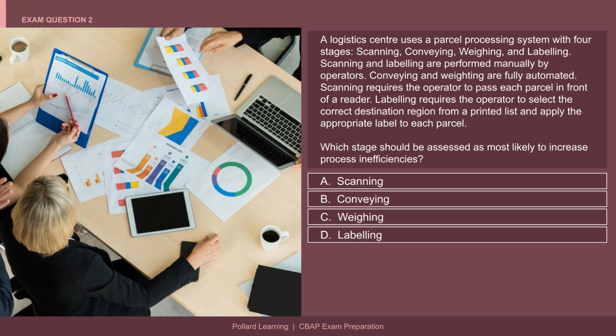Question 2. A logistics center uses a parcel processing system with 4 stages: scanning, conveying, weighing, and labeling. Scanning and labeling are performed manually by operators. Conveying and weighing are fully automated. Scanning requires the operator to pass each parcel in front of a reader. Labeling requires the operator to read the destination region and select the correct label from a printed list. Which stage should be assessed as most likely to increase process inefficiencies?